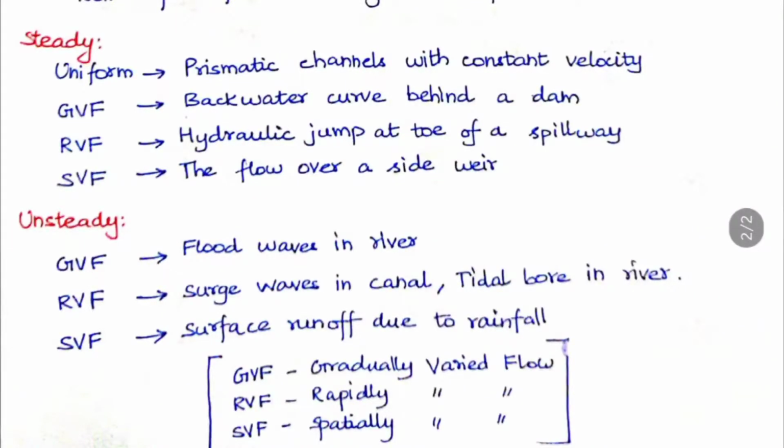And the third is spatially varied flow. An example is surface runoff due to rainfall. We know the runoff due to rainfall varies spatially. So this is all about gradually, rapidly, and spatially varied flow, with respect to steady and unsteady. These examples are very important, they will be asked again. So here let me give you a question.